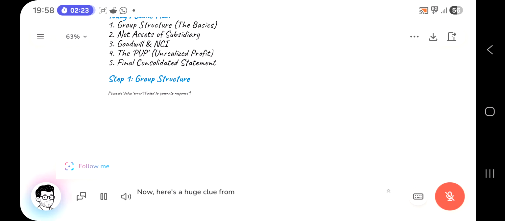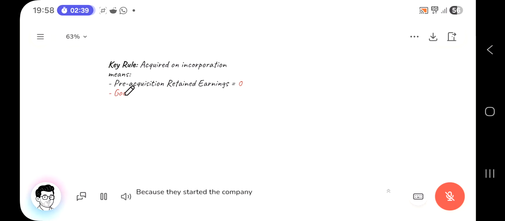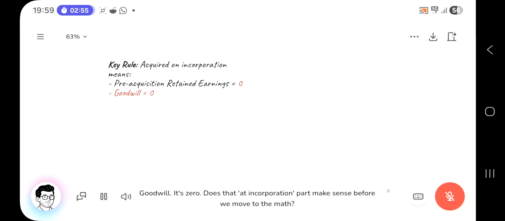Now, here's a huge clue from your materials. It says Poach bought Steele on its incorporation. In accounting speak, that means they've been there since day one. Because they started the company themselves, there was no extra cost over the net assets, so we don't have to worry about calculating goodwill. It's zero. Does that at incorporation part make sense before we move to the math?